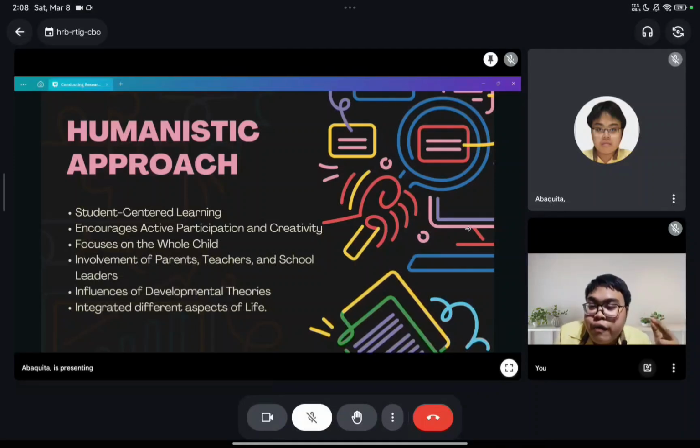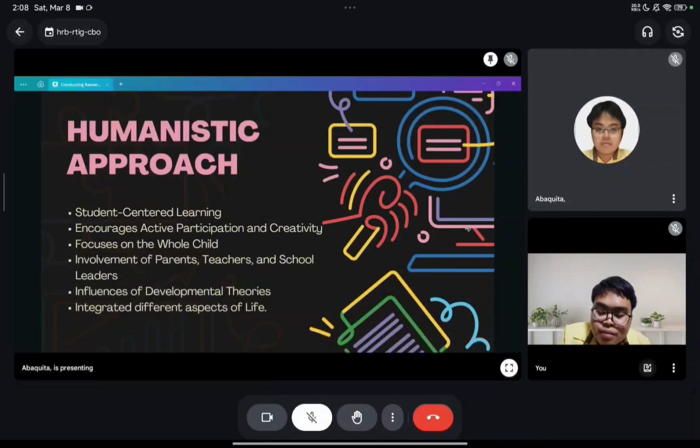Then the fifth one is the influences of developmental theories. This approach is inspired by various developmental theories, which really emphasize the importance of understanding how children grow, learn, and develop. And this approach applies child-centered teaching methods that adapt to students' emotional and cognitive needs.